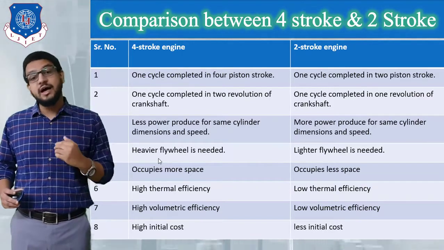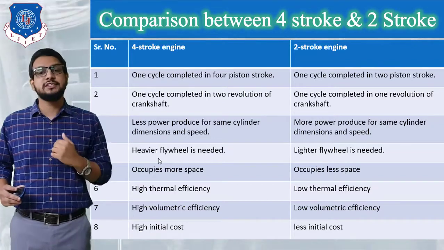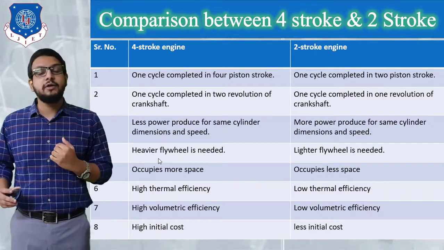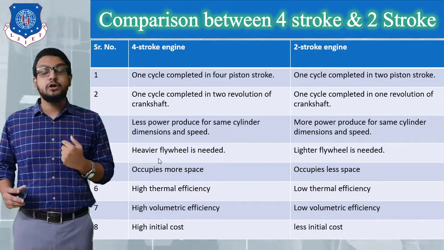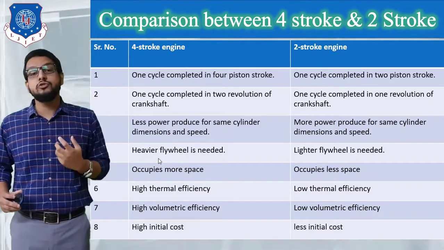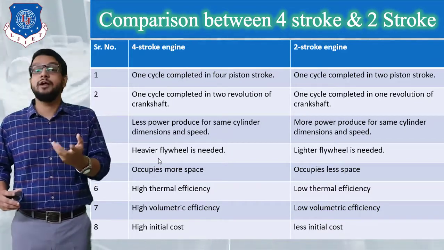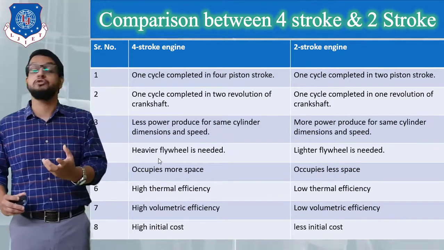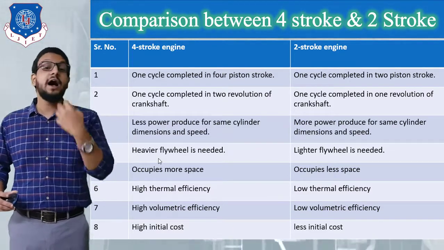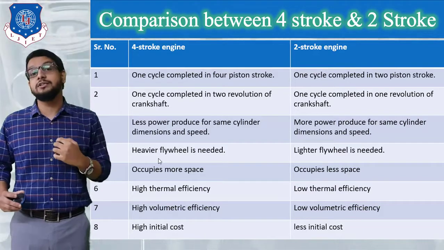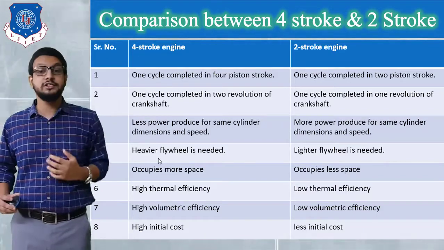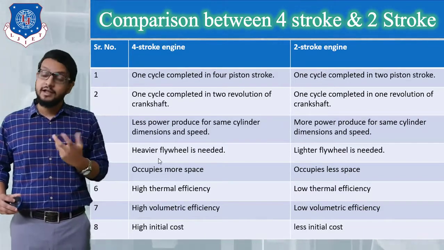A four-stroke engine has a high volumetric efficiency, whereas a two-stroke engine has a lower volumetric efficiency. Now next is based on the initial cost. Obviously the construction of a four-stroke engine is much heavier in weight, and more parts are included in a four-stroke engine. So obviously a high initial investment will be needed in a four-stroke engine, whereas in a two-stroke engine the initial investment is quite less.